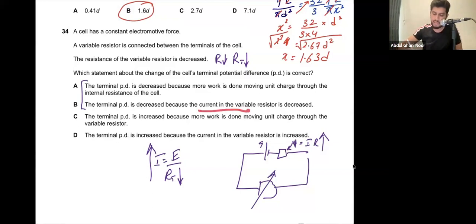Does the current in the variable resistor decrease? No, the current increases. So A has to be the answer. A says the terminal potential difference is decreased because more work is done moving unit charge through the internal resistance. Yes, more work is done per unit charge, more voltage in the internal resistor. तो अंदर ड्रॉप ज्यादा हो जाएगा, टर्मिनल पोटेंशियल डिफरेंस हमारा कम हो जाएगा. दैट इज द आंसर टू नंबर 34 ए.